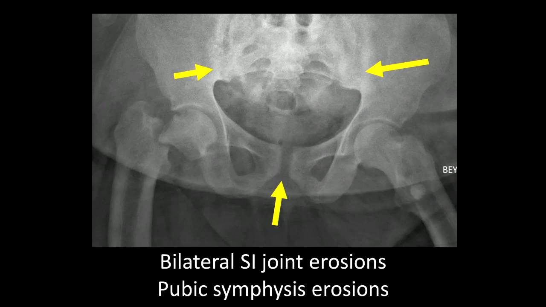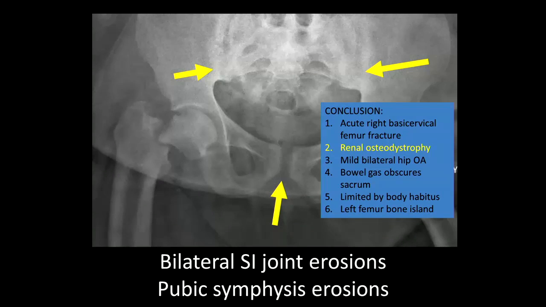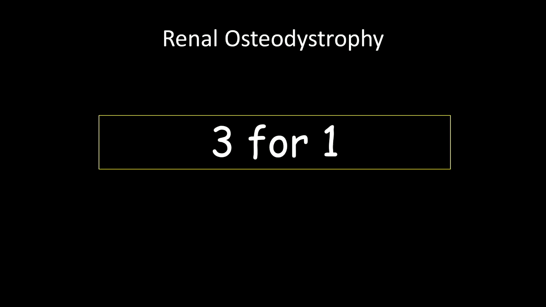But what you need to pay attention to in this case are the erosions of both sacroiliac joints that make them appear wider despite the overlying artifact and bowel gas, and the pubic symphysis, which is also eroded and appears wider. And once you've made that observation, your report should also include the phrase renal osteodystrophy, because indeed the most common explanation, and the explanation for this patient, was that the reason that his SI joints and his pubic symphysis were eroded is due to renal osteodystrophy.